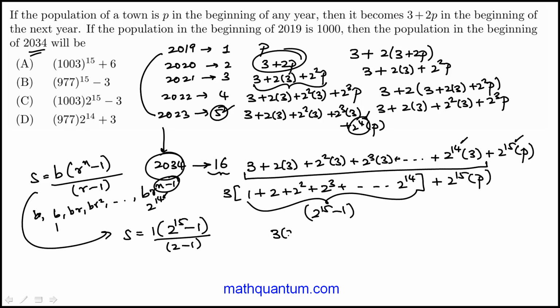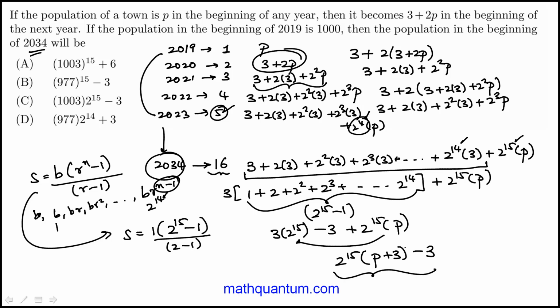So if I distribute that, it becomes this. And if I combine these two terms by factoring out 2 to the 15, this becomes our final answer. Now all we have to do is to plug in the value of P, which is 1,000. So this becomes 2 to the 15 times 1,003 minus 3. And that matches with choice C.